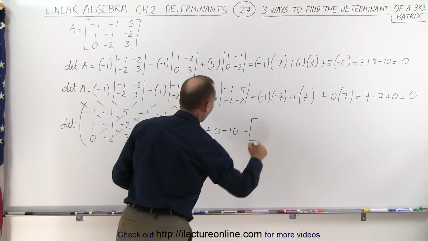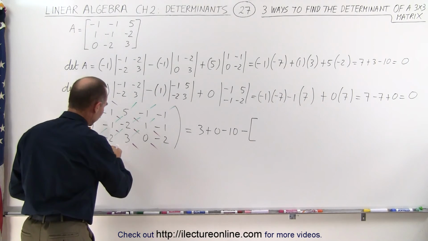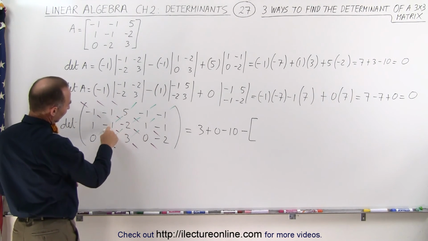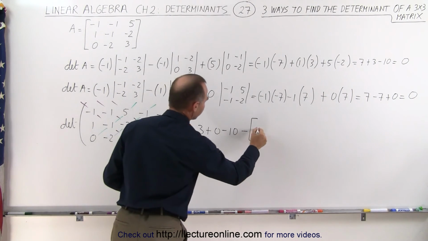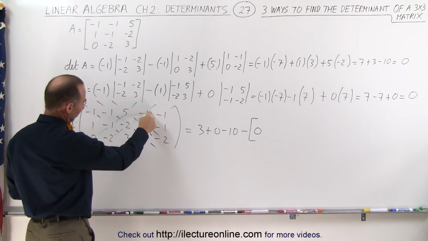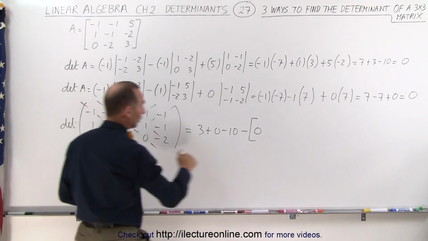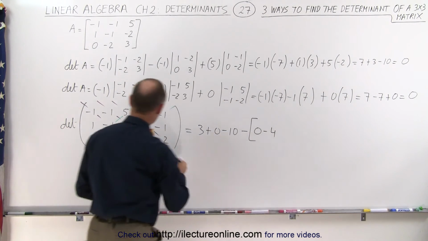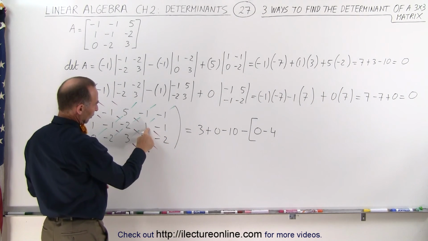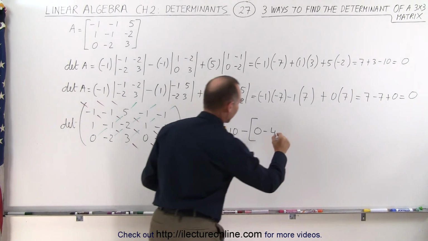Subtract from that the product of these diagonals. So here we have 5 times the negative 1 times 0, which is 0. Here we have a minus 1 times a minus 2, which is a positive 2, times a minus 2, which is a negative 4. In the last diagonal, we have a minus 1 times a 1, which is a minus 1, times 3, which is a minus 3.